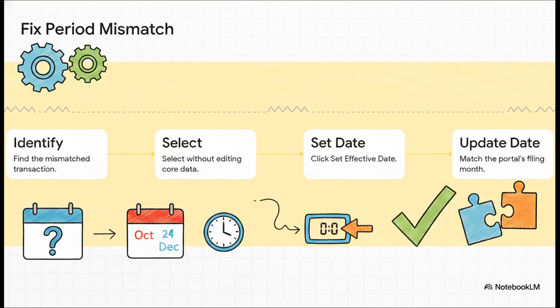So what about our third villain, the mismatch in return period? This usually pops up if you file monthly, but maybe a smaller supplier files quarterly. The portal has the invoice in December, but your books say October. The fix here is super simple. Do not edit the core invoice data. Just identify the transaction, select it, look for a Set Effective Date option in your software, and update that date to match the portal's actual filing month. It instantly flips from mismatch to reconciled.